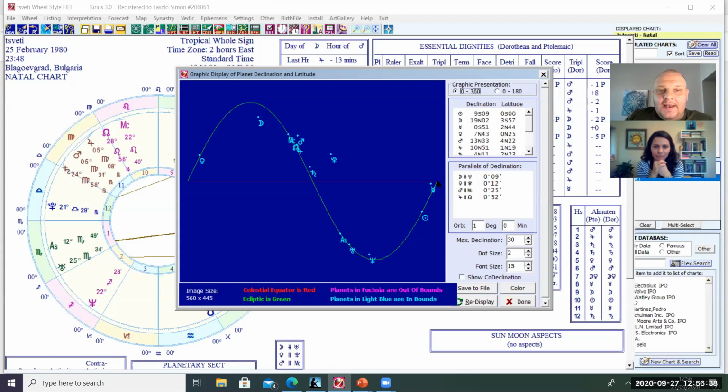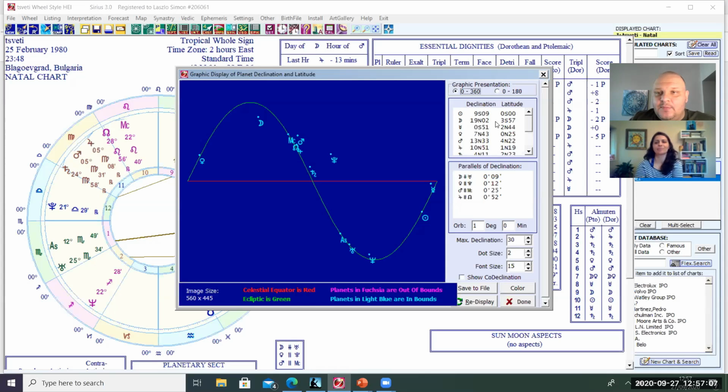And when a planet is going above this sphere here, which is approximately 23.27 degrees, then that's the planet which we're going to be calling out of bound. So imagine if there was a line drawn here as well. So you can see that Tsveti doesn't actually have any of those planets, either below or above.